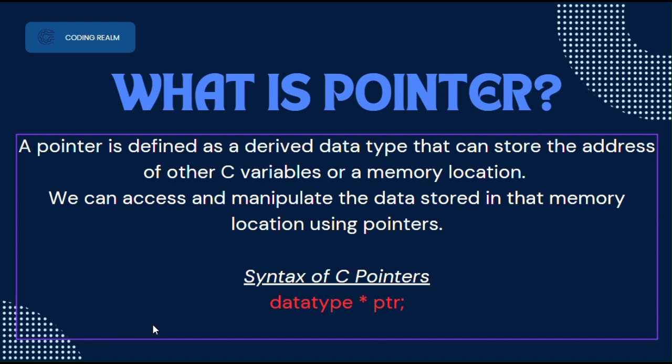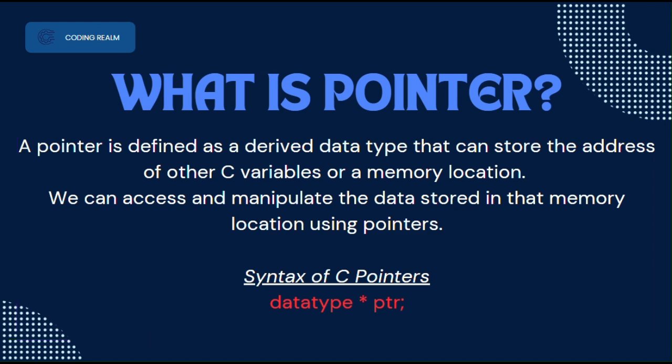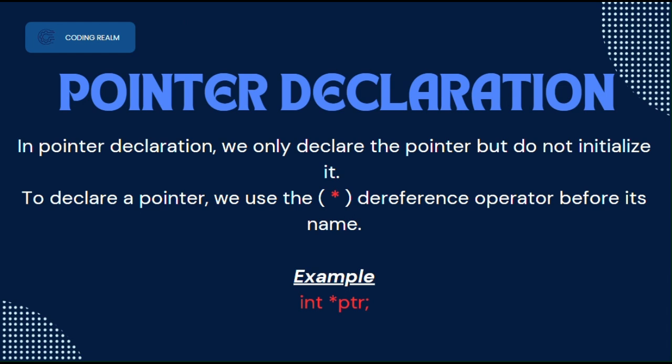In C language, using pointers can be divided into three steps. First of all, pointer declaration, pointer initialization, and pointer dereferencing. First of all, let's start with the pointer declaration.